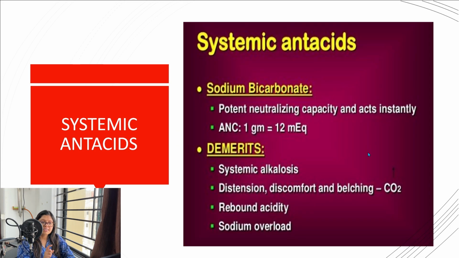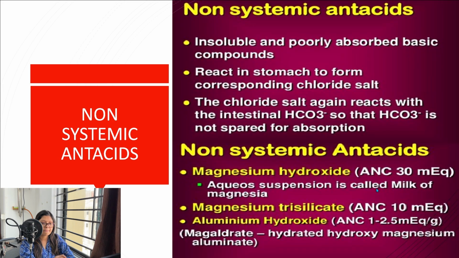Now the types of antacids. The first type is the systemic antacids, very commonly used, that is sodium bicarbonate. They have a potent neutralizing capacity and can be used instantly, but there are several demerits as well. They may cause alkalosis, distension, rebound acidity, and sodium overload. These are the demerits, but as a systemic antacid, a very good choice is sodium bicarbonate.